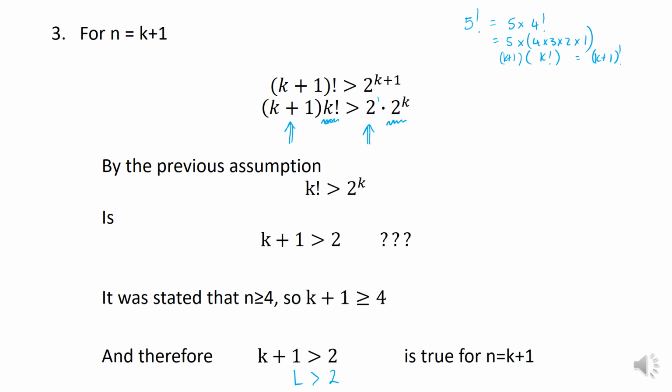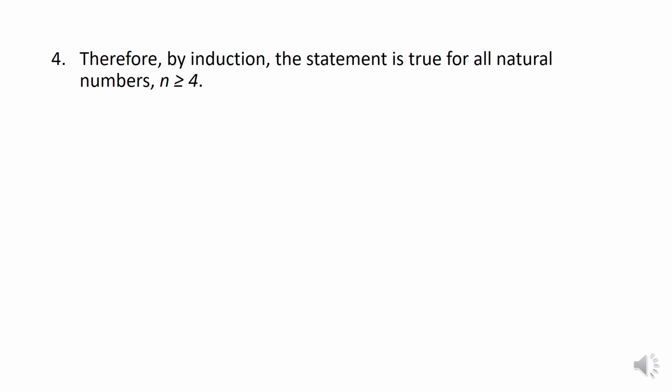And so the statement is true for n equals k plus 1. Sorry, I meant to put an arrow down there. Left is greater than right. Okay, and last step then is your statement. Therefore, by induction, the statement is true for all natural numbers bigger than 4.